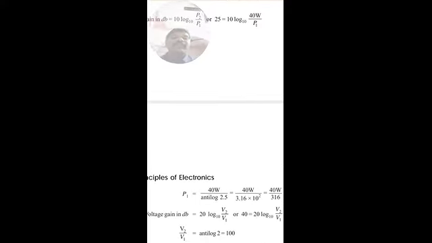Output power of amplifier is 40 watts given. Power gain is 10 log of P out by P1. So power gain 25 dB is equal to 10 log of P out, which is 40 watts, by P1. Calculate P1. P1 is 126.5 milliwatts.